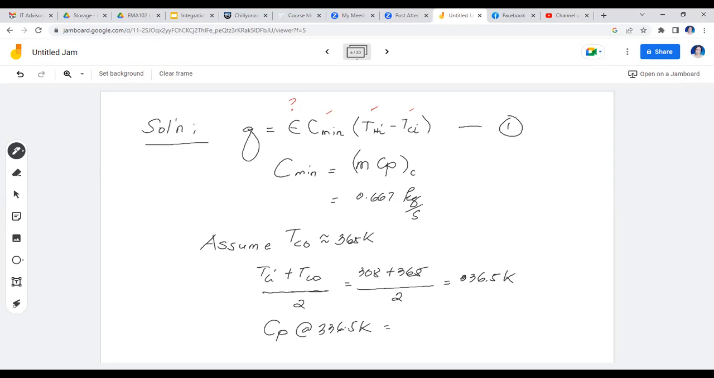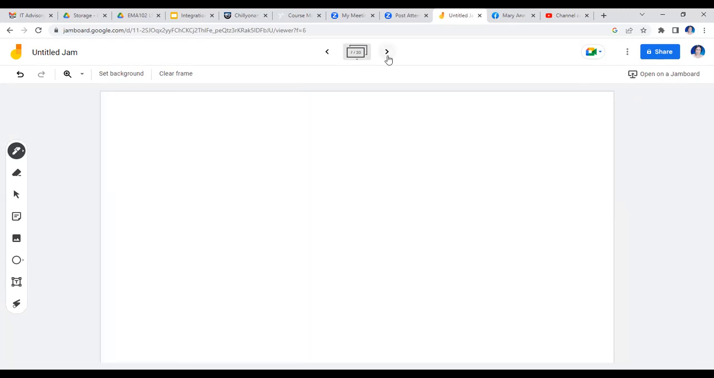Properties of water, liquid water. So at 336.5 Kelvin in Celsius, there's a need for us to interpolate. Can you please find that particular CP? I'll give you the values. I have the table here. This is your temperature in Celsius. This is your CP in kilojoule per kilogram Kelvin. I will just place here the value so you can determine.